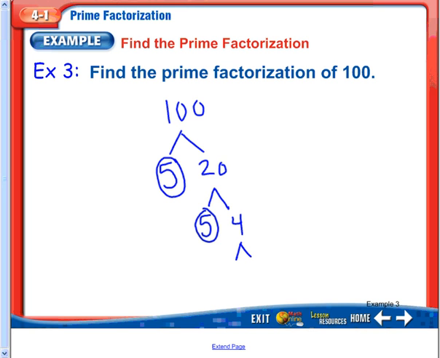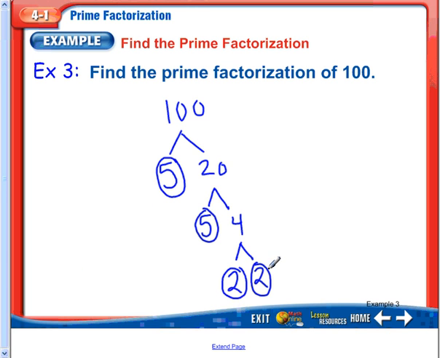And 4 is an even number, so I'm going to make another branch. Since 4 is an even number, I'm going to use the prime factor 2, and 2 goes into 4 2 times. So, since these are both prime factors, I'm going to circle both of them, and I'm going to write my prime factorization statement.